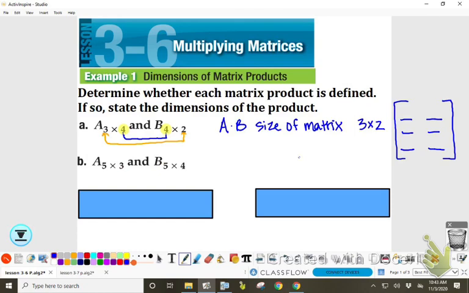So the next one is A is a 5 by 3 and B is a 5 by 4. We want to know, can you multiply A times B? Again, you write the dimensions, which they already did for us, and then you look at those two numbers. If those two numbers match, then you can multiply them. In this case they do not match, so this one is not defined. A times B is not defined.